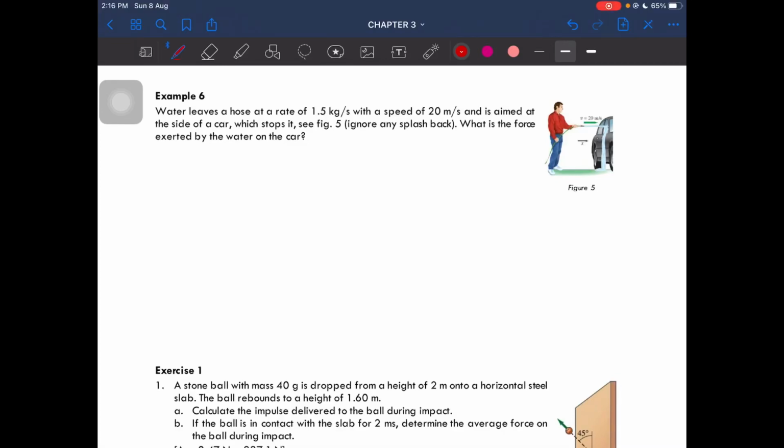Right, example 6. Water leaves a horse at a rate of 1.5 kilogram per second with a speed of 20 meter per second and is aiming at the side of the car, which stops it. Okay, so what is the force exerted by the water on the car? So how do we do that?